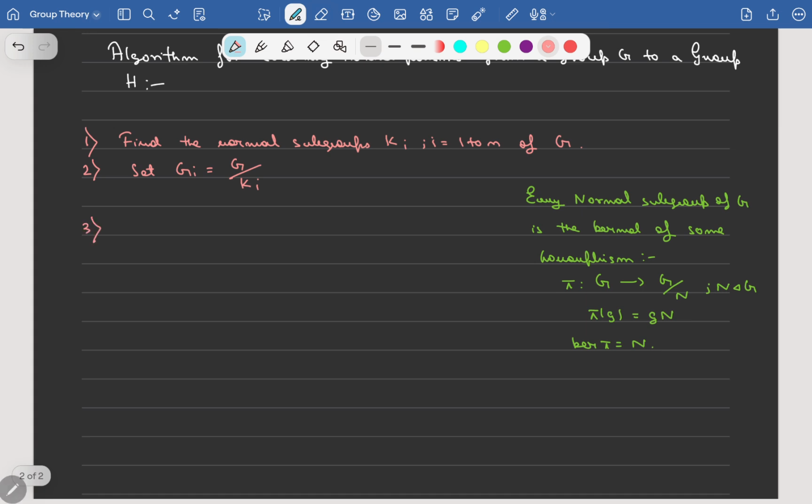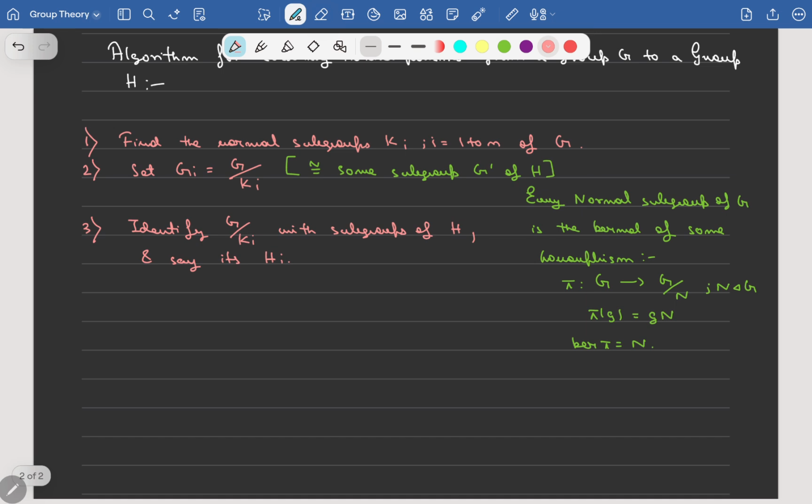And then what we will be doing is, this must be isomorphic, or at least we want it to be isomorphic, to some subgroup, let's say G prime of H. So for that we need to get hold of all the subgroups of H. So identify G mod Ki with subgroups of H and say it's Hi.